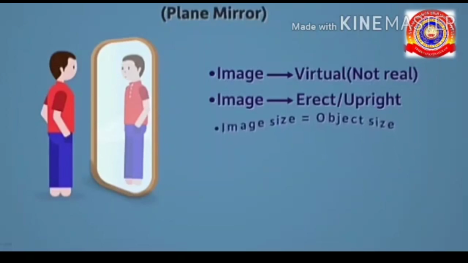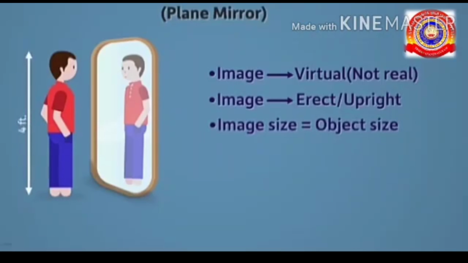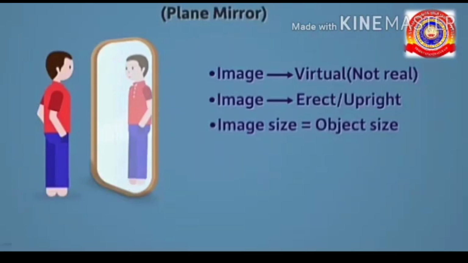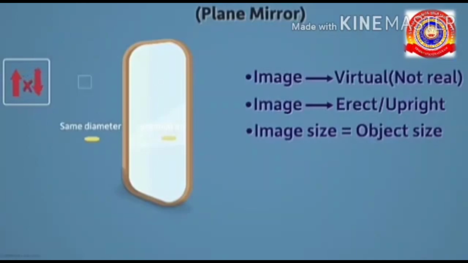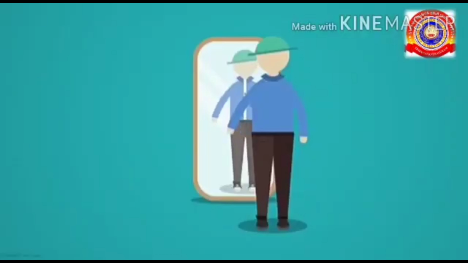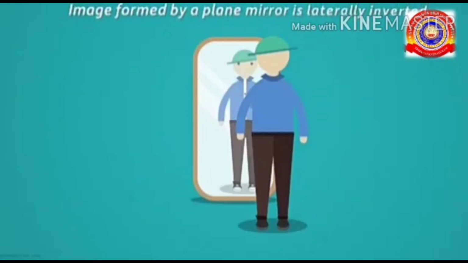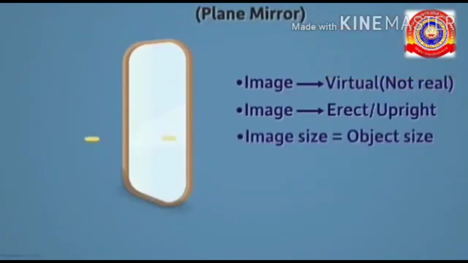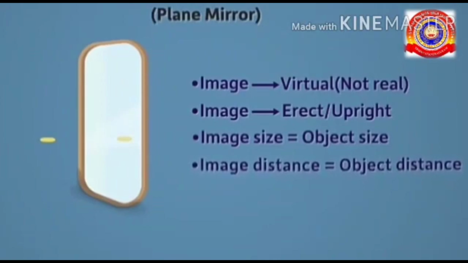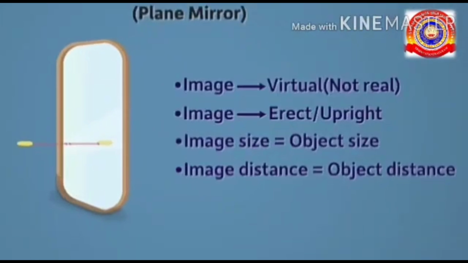The next property is that the size of the image is the same as the size of the object. That means if the height of the person is 4 feet, then the height of the image of the person, which is formed inside the mirror, is also 4 feet. The image formed in a plane mirror is not upside down, but it is laterally inverted. That is, when you raise your left hand, the image in the mirror raises its right hand. Now we come to our last property. The distance from the object to the mirror is equal to the distance from the mirror to the image.